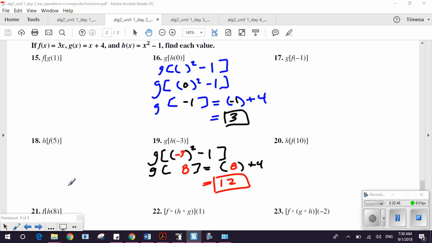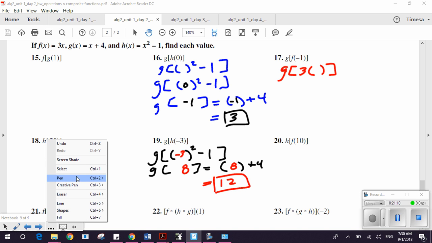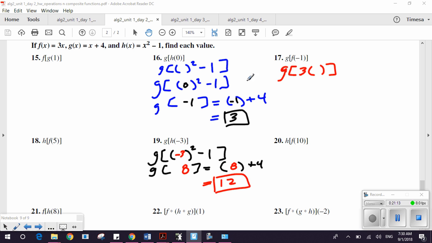Let's look at number 17, and this is our last problem. So 17 requires us to use g and f. So write g down, our brackets, and now we're going to use the f function, 3x. So it's 3 and then parentheses to replace x. And inside the parentheses, we're going to use negative 1, because we're not using x anymore. So 3 times negative 1 is negative 3.